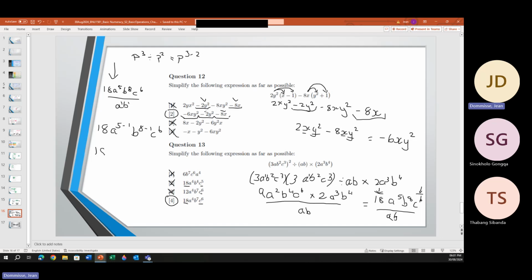So we can then simplify and say 5 minus 1 is A to the power of 4. 8 minus 1 is B to the power of 7. And C to the power of 6 stays C to the power of 6. And so then, just to make 100% sure, it is that number 18, A to the power of 4, B to the power of 7, C to the power of 6. Okay.